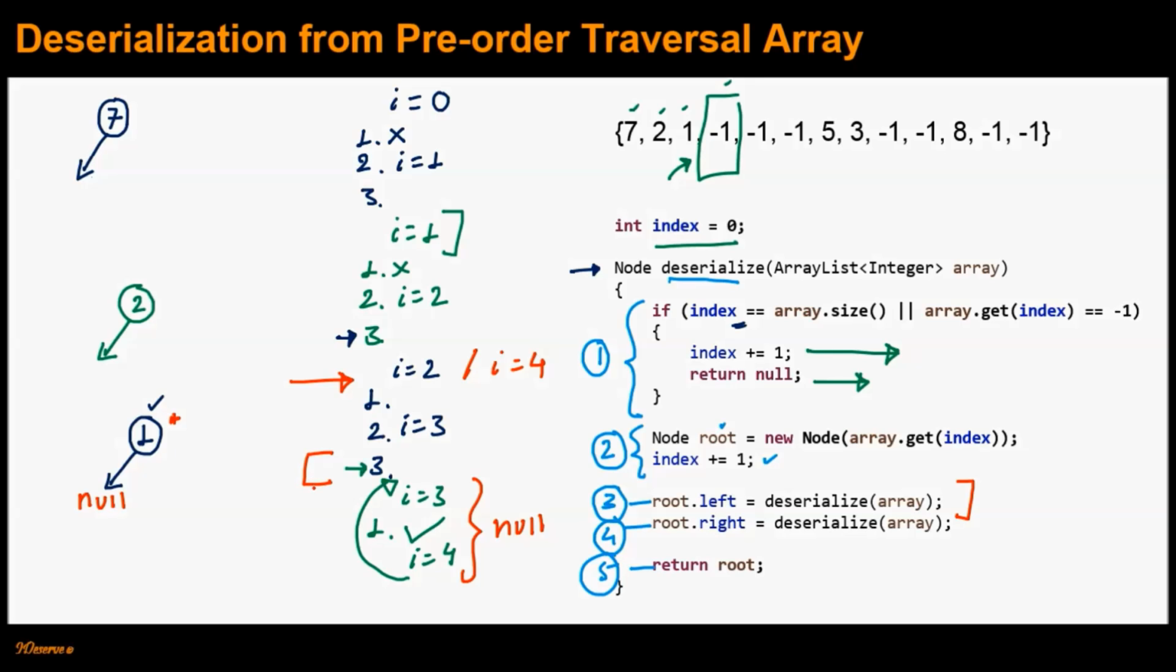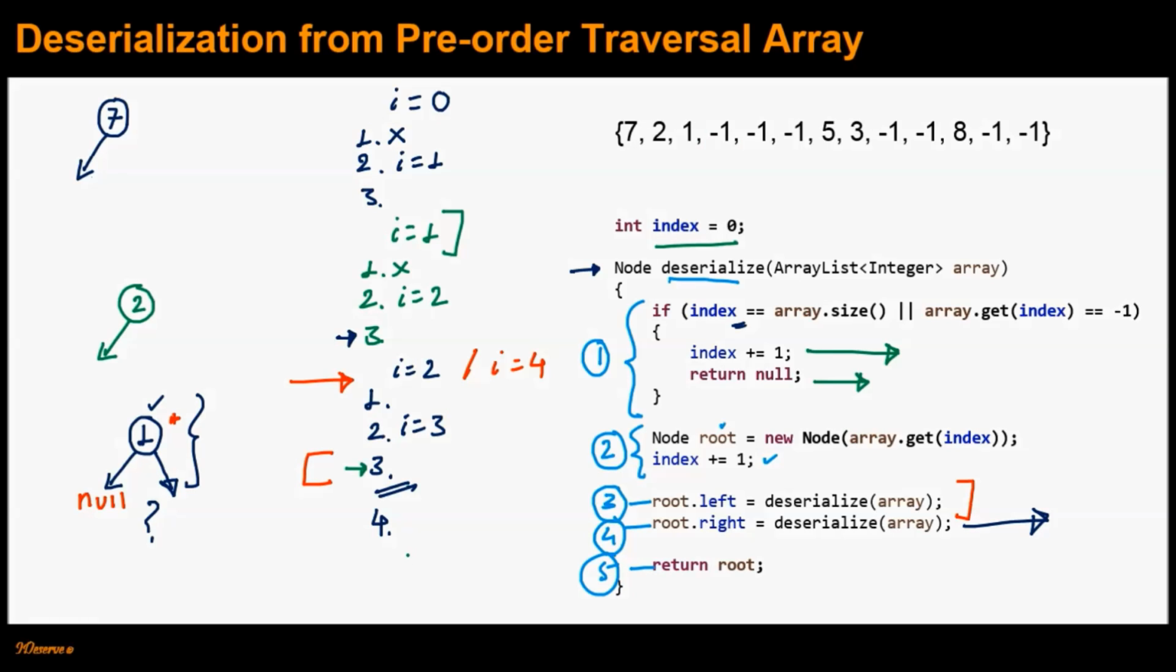I'll erase the completed call sequence for more space. So we are resuming the call sequence where the current root node is node 1. 3 steps are completed and we go to the 4th step, where we are again making a recursive call to create the right subtree for the current root node. So current root node is node 1. We are making a recursive call to create the right subtree for node 1.